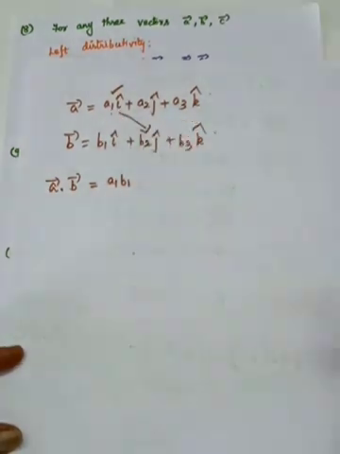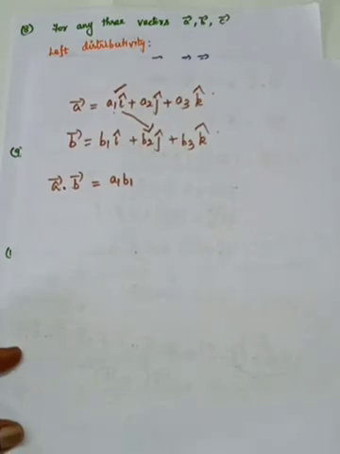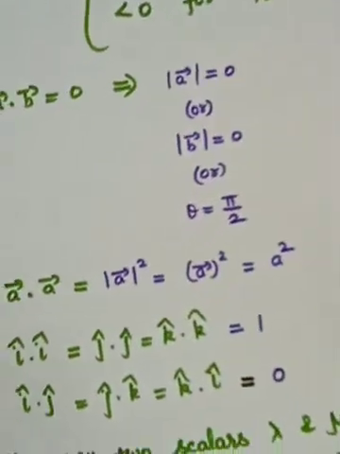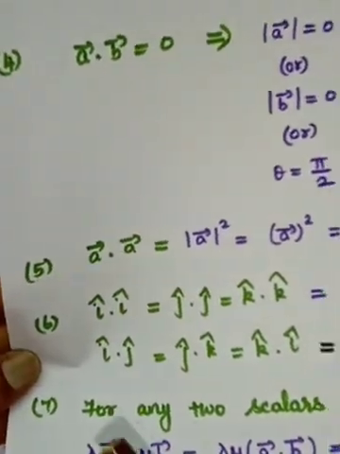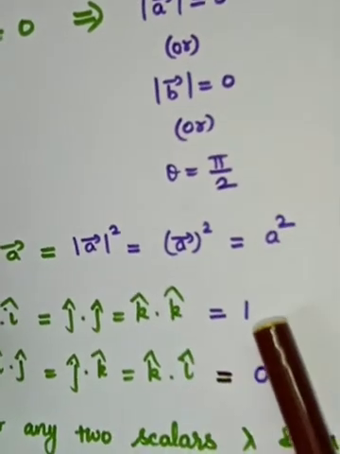Take this vector and multiply with this. Here A1 B2 is a scalar, A1 B2. Now you have to take the scalar product of i cap and j cap. What is i cap dot j cap? It is 0. We have learned this in the 6th property. So i cap dot i cap, j cap dot j cap and k cap dot k cap is equal to 1.